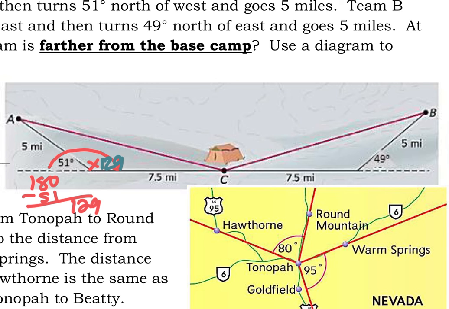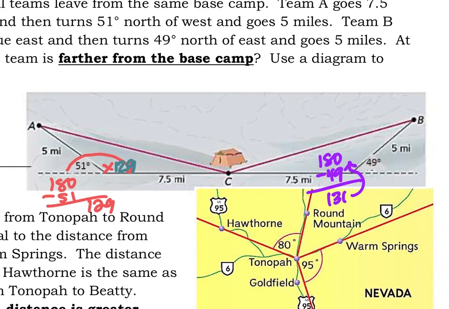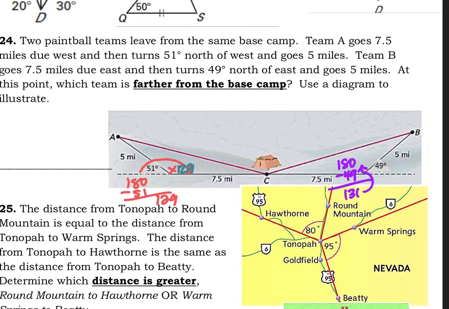We're going to do the same thing on the right side. On the right side, we're going to do 180, take away 49. What does that give us? 131. So this little angle right here is 131. That's the one we needed, because those are the ones across the segments that connect the team's location and the camp. So across this line here, we have what angle? 129. Across this one, we have angle 131. Who's the farthest then? It would be Team B. This is the longest side, so they would be the ones furthest away.